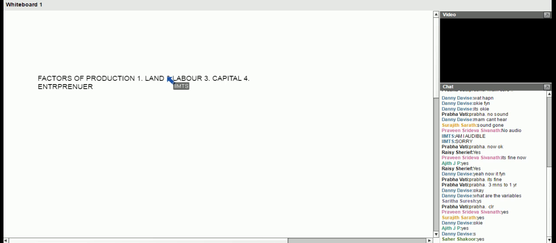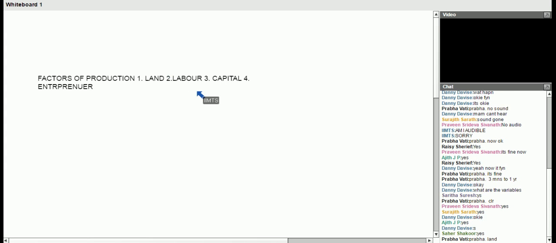Then fixed is the one that cannot be varied. If I talk about land, land is one factor which you cannot change in a very short period of time. You cannot generate more land. Land, and so that we assume that it's a fixed factor of production.